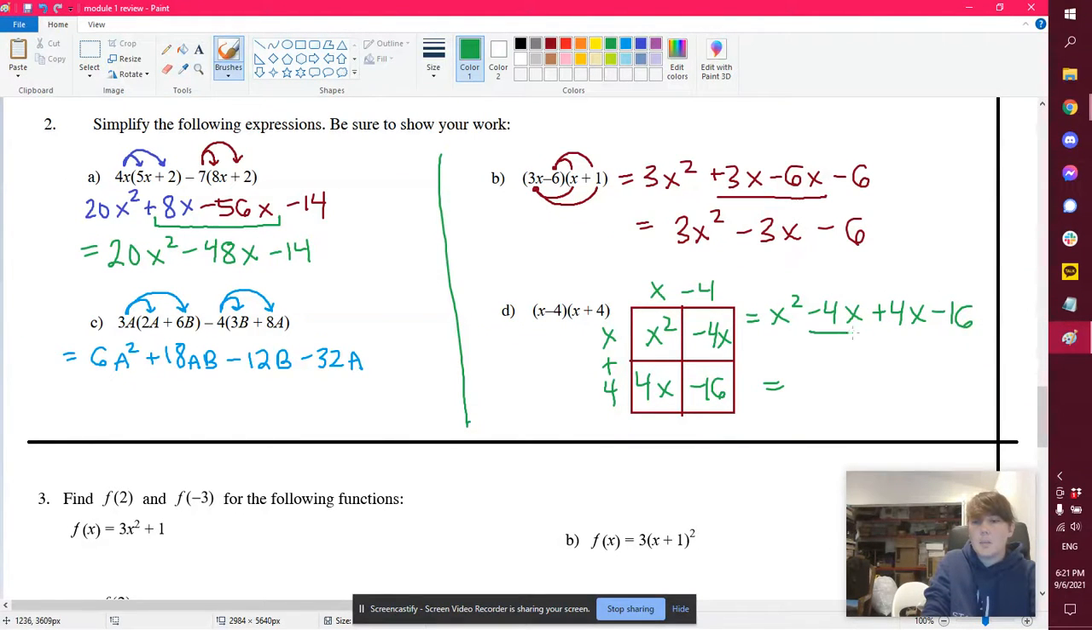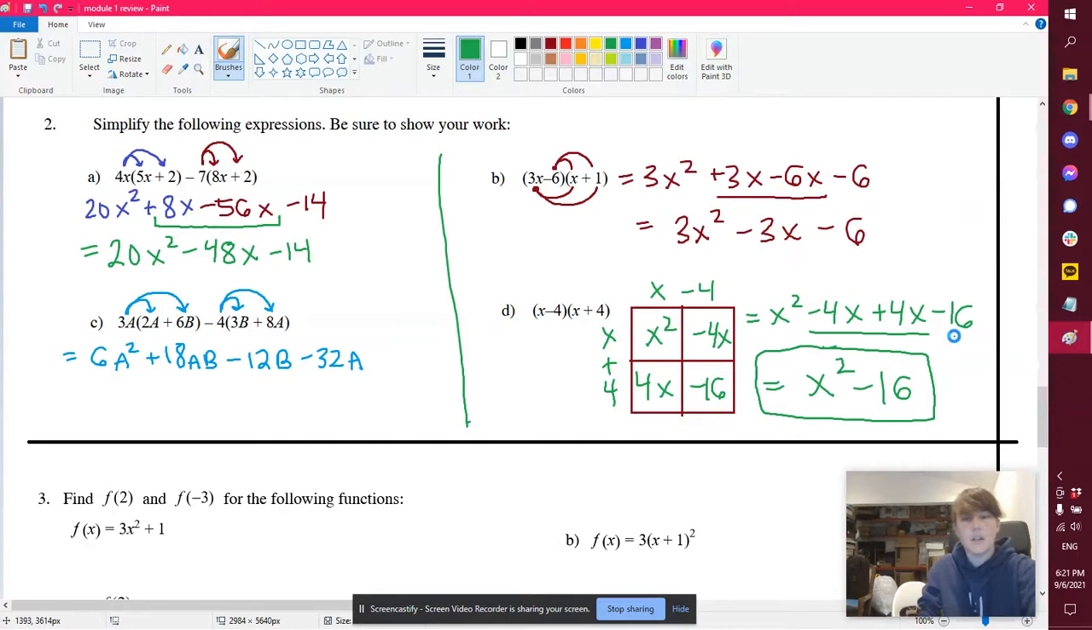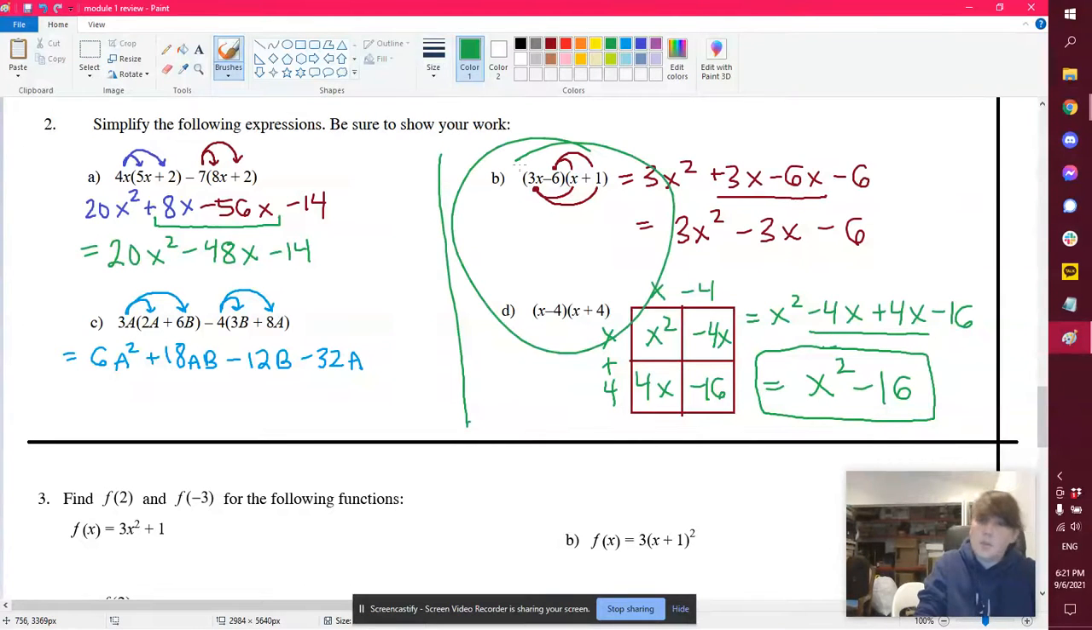And then again, combine any like terms. Here, negative 4x plus 4x is 0. So we just take them both out because they cancel each other. And then that's a finished problem. Either one of these could have been used in the box, and either one of them could have used foiling. This process is called foiling.